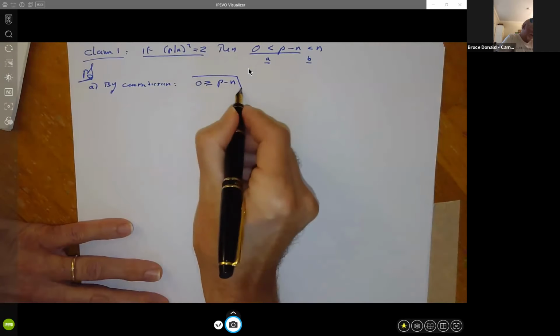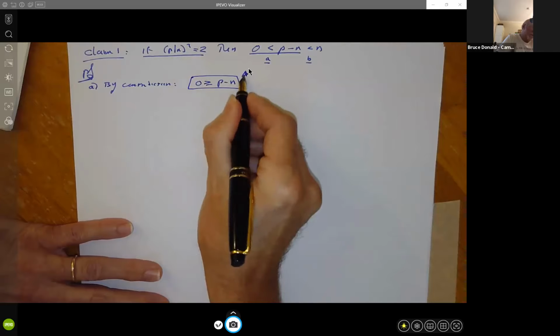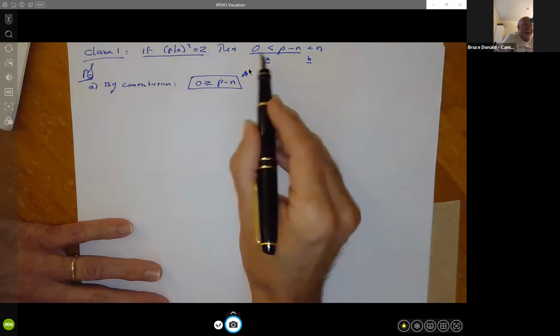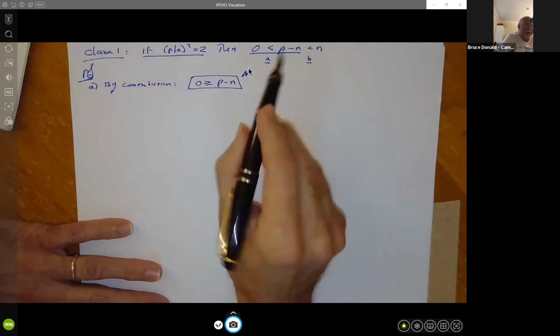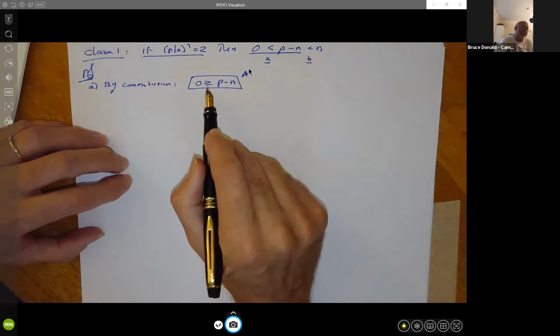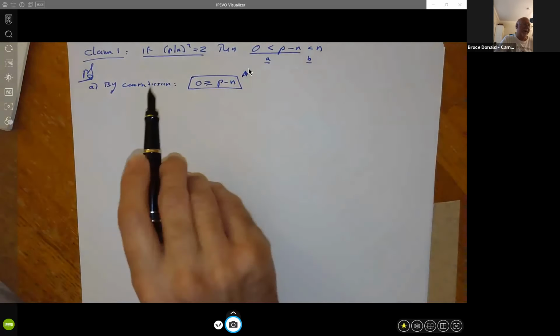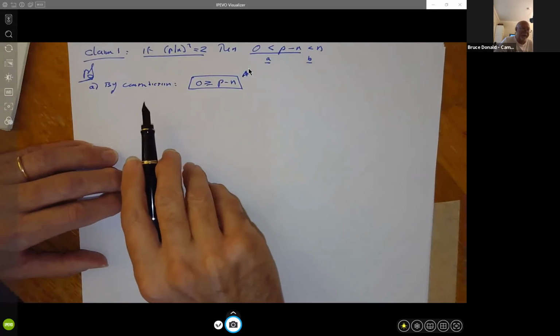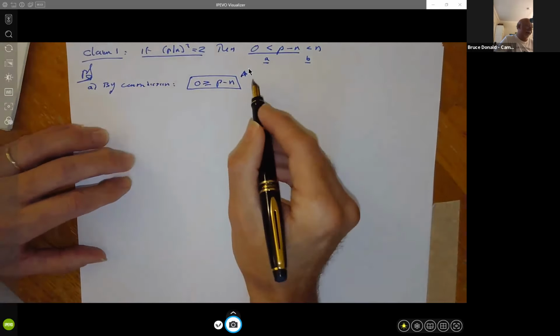Right, so look at the pattern here. We assume the antecedent. We look at the consequent. We just look at part of it. I'm going to just take this part here, negate it and assume that. So basically, I'm going to look at the situation where we have p over n is the square root of 2, but somehow magically 0 is greater than or equal to p minus n. What can happen if that's true?